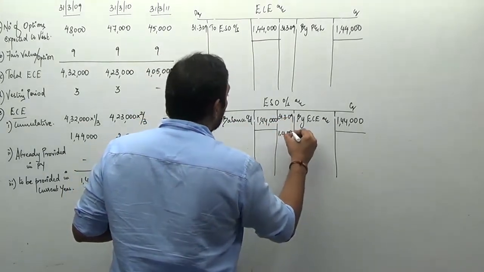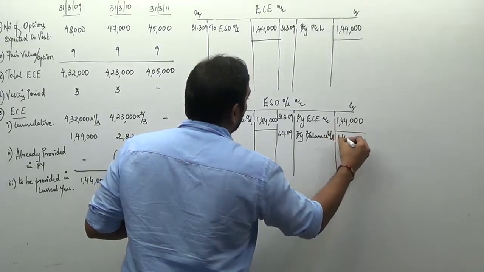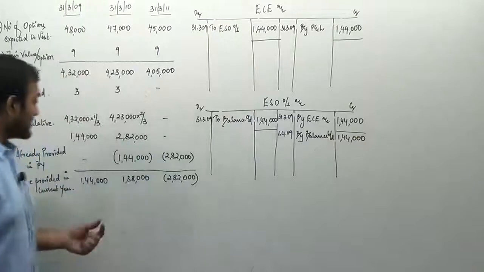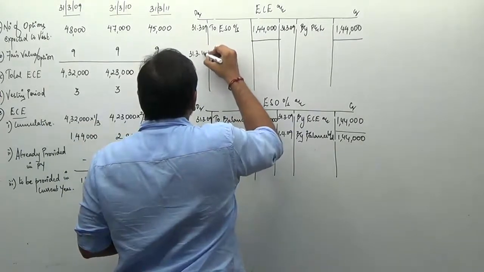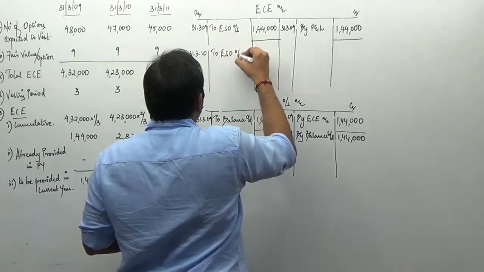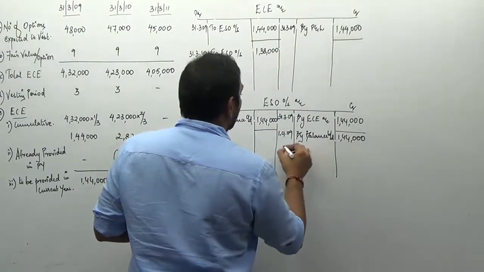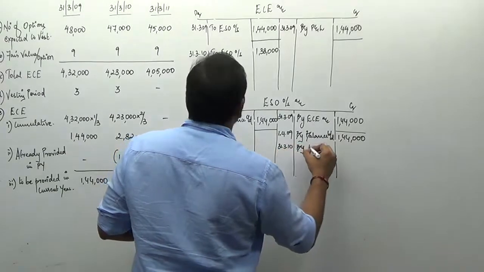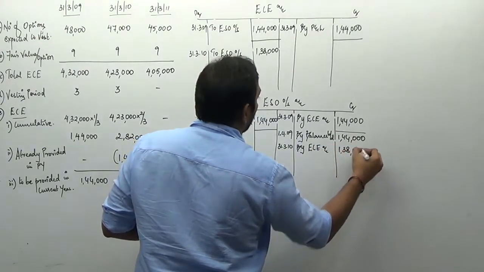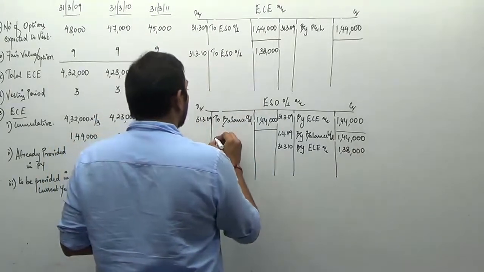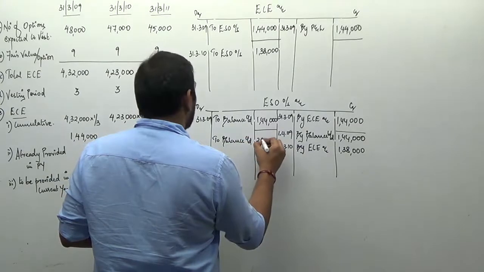Bring it down to the next year, 1st April 2009, balance brought down 1,44,000. Come on, next year entry. After recording a provision for 1,38,000, repeat the entries. Date is 31st March 2010, ESO outstanding 1,38,000. Balance carried down 2,82,000.